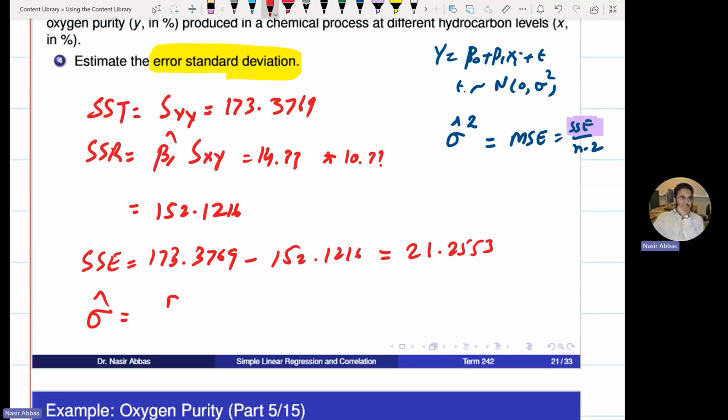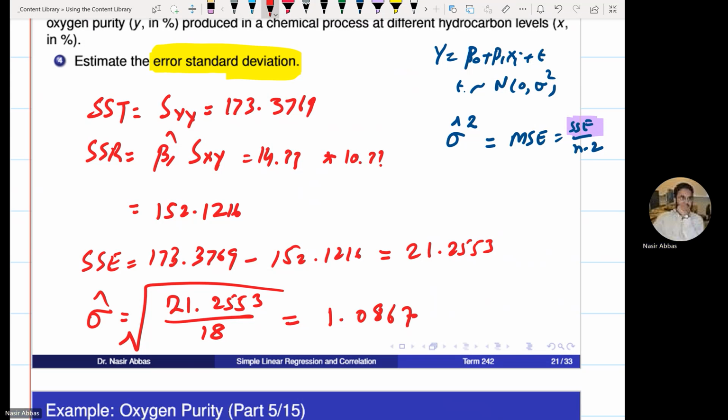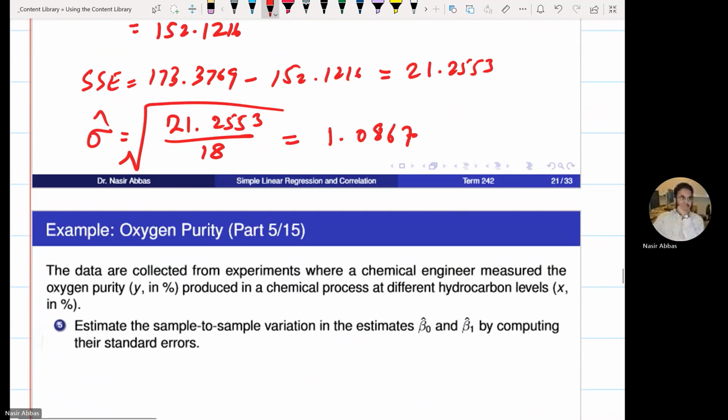Sigma hat will be the square root of 21.2553 divided by 18. SSE divided by what is 18? n minus 2. And the answer comes out to be 1.0867. The estimated standard deviation of errors. Next question.